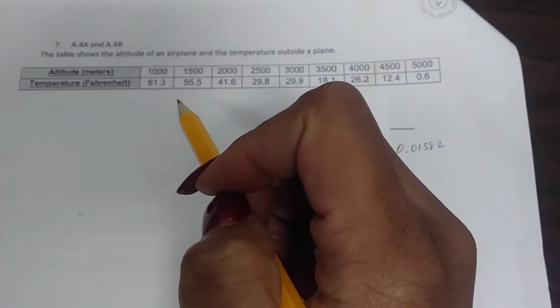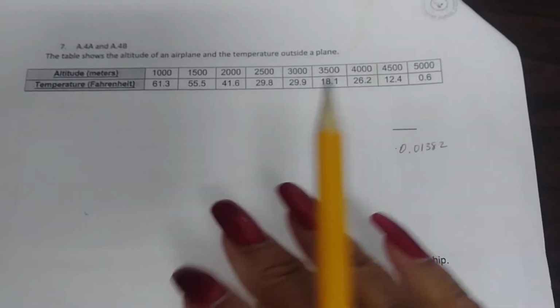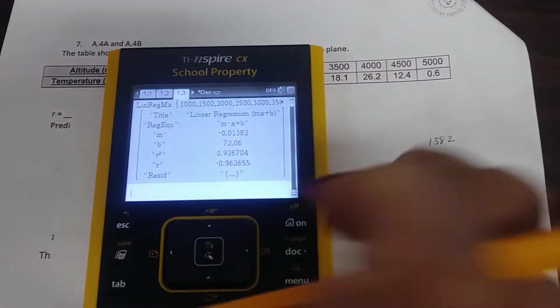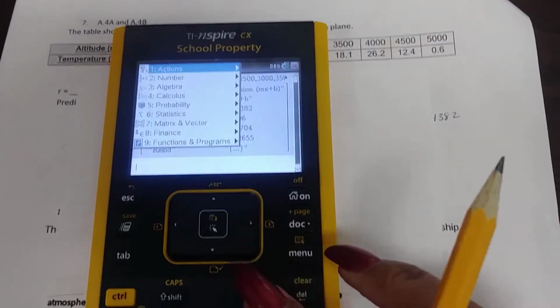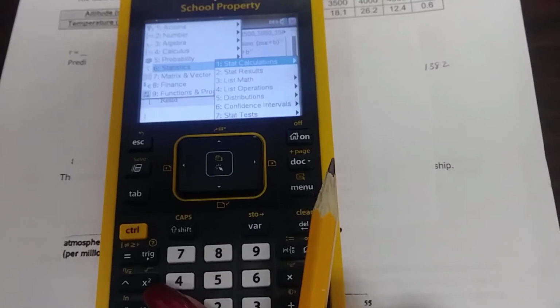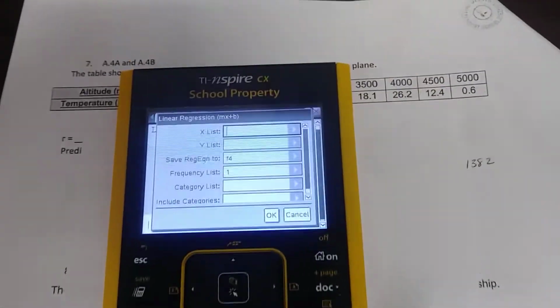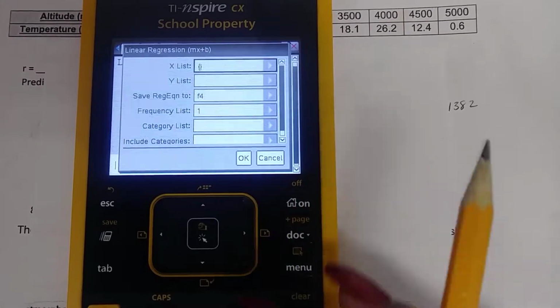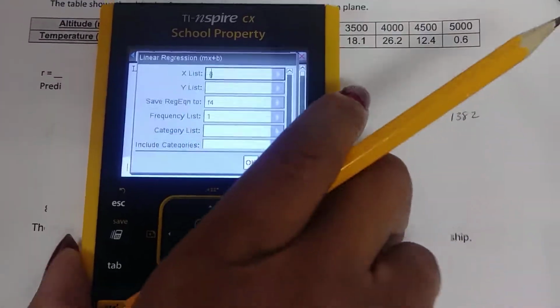Problem number 7. I need to find the R value and the best fit line. So what do I do? Perform a linear regression. Menu 613 gives us this screen. Control right parenthesis gives us our brackets, and then you put in the X values.